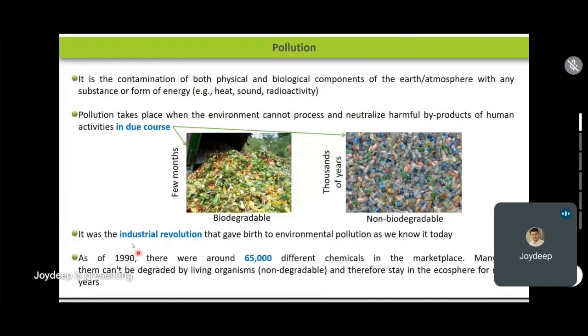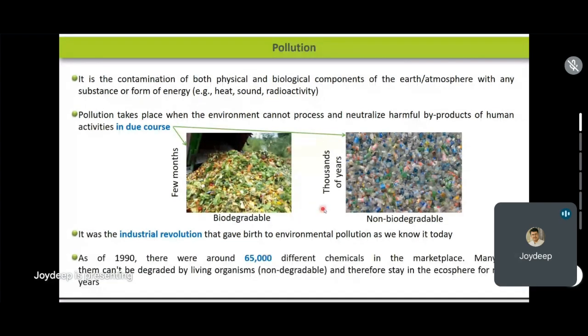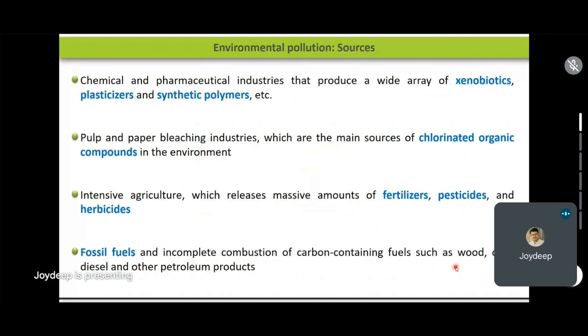So, for example, it is an old data, but still a valuable data. For example, in 1990, there were around 65,000 different chemicals in the marketplace. And you can imagine, 1990 and so many years have passed now, where this count might have gone so far. And most of these chemicals that we are talking about are non-degradable by living organisms, and they remain in the ecosystem. They remain as persistent chemicals for several years, and they are really toxic and something that is painful for us.